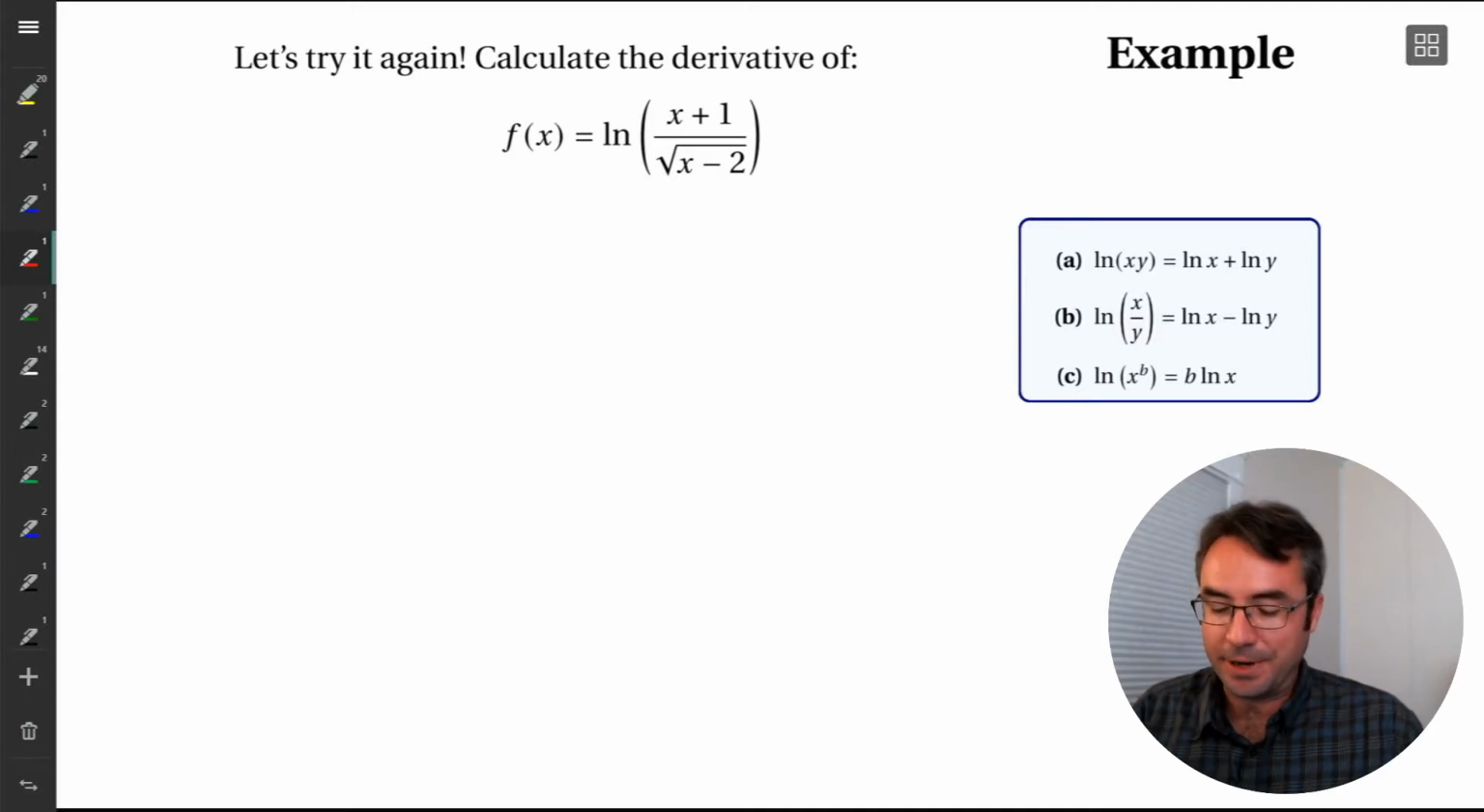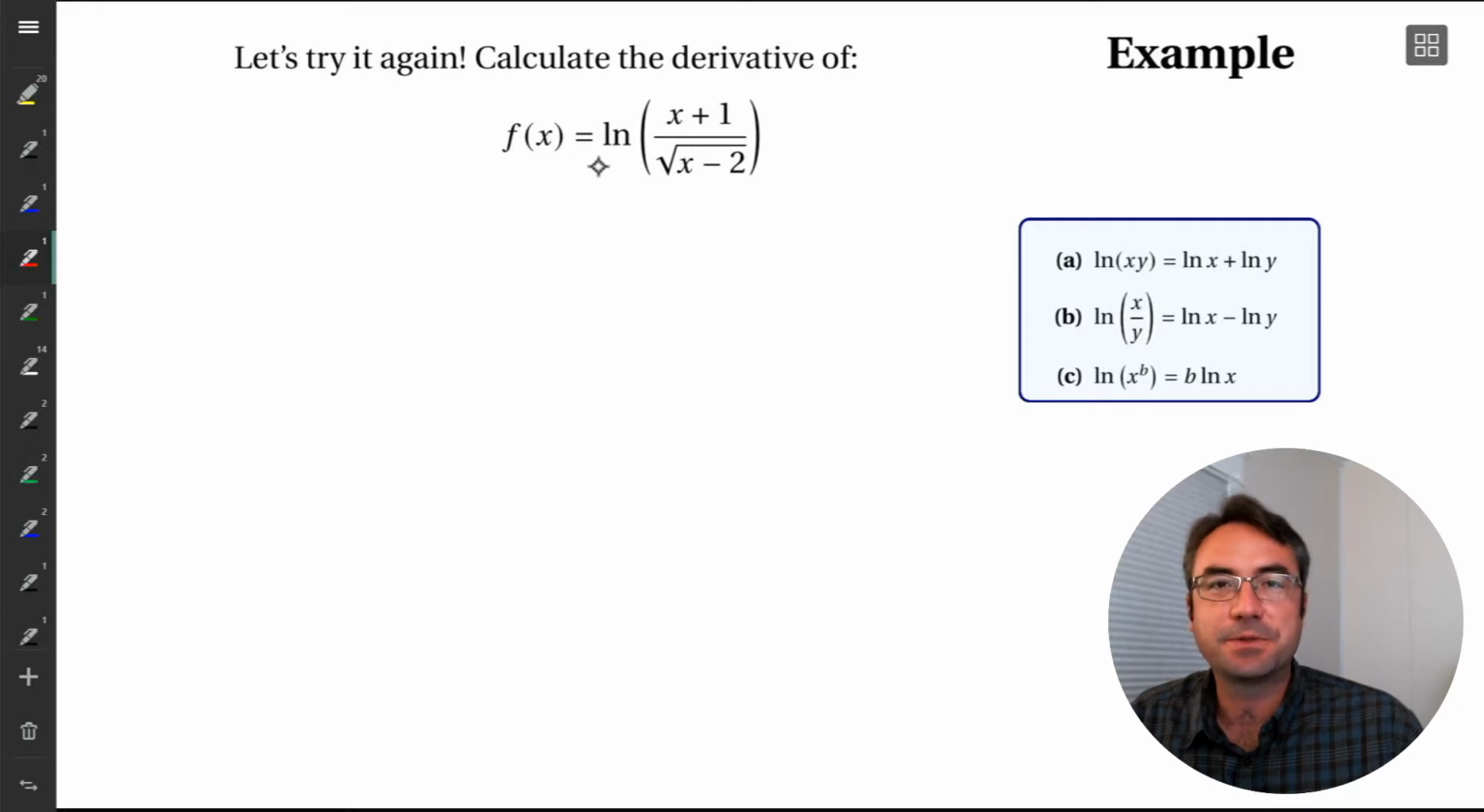All right, so we're going to try it again. Here's that function we were working with: f of x equals the natural log of (x plus 1) divided by the square root of (x minus 2). And we're going to keep these log properties in mind. These are going to be helpful. So let's start by trying to actually simplify this function. Before we start doing any derivatives, let's see if we can simplify this down.